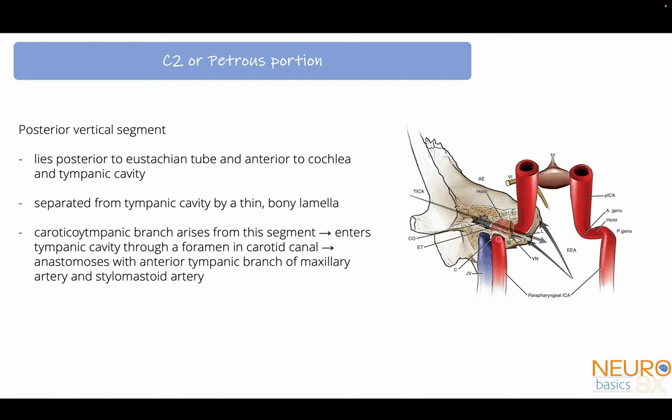The posterior vertical segment lies behind the eustachian tube, but in front of the inner ear. It lies ahead of the cochlea. It is separated from the tympanic cavity by only a thin bone. An important branch which arises from this segment is the carotico-tympanic branch. It enters the tympanic cavity through a small foramen, and there it anastomoses with multiple other arteries.